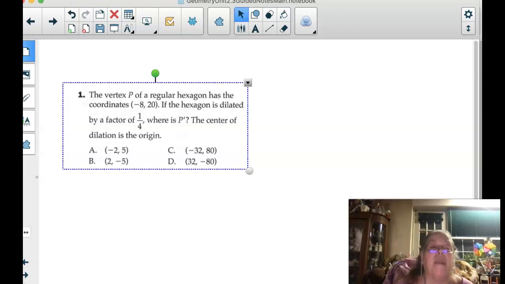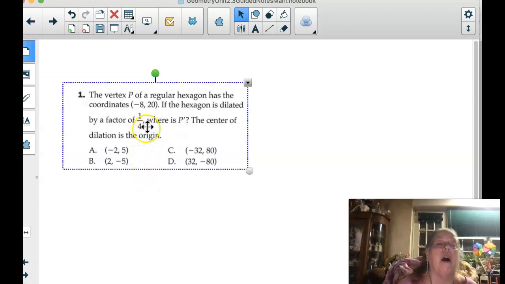Okay, the vertex P of a regular hexagon has the coordinates -8, 20. If the hexagon is dilated by a factor of 1/4, where is P prime? The center of dilation is the origin. Now, if it's scaled by a factor less than 1, is it going to get bigger or smaller? Say smaller. It's going to get smaller.